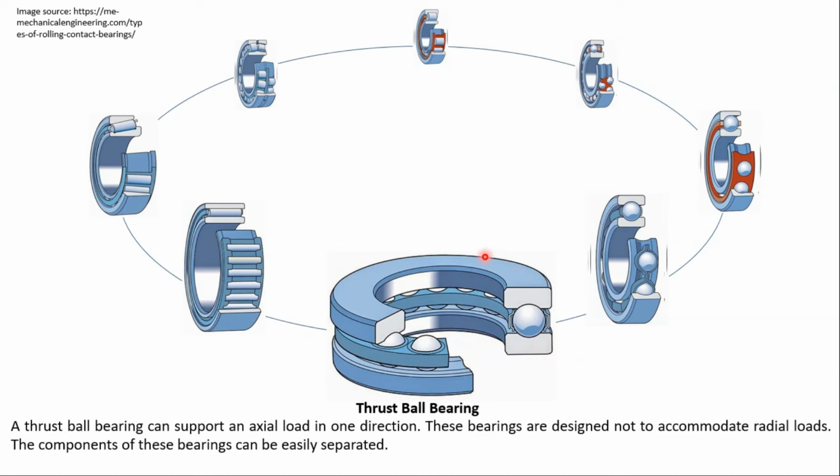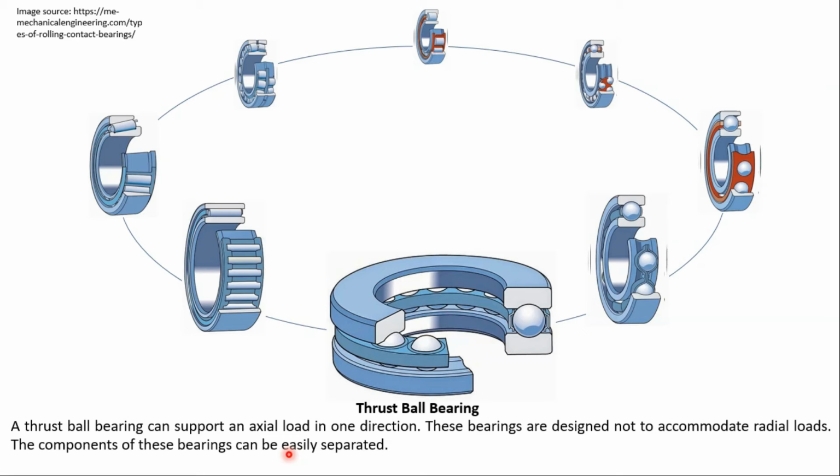And to support the relative motion between the shaft and the upper surface and lower surface, we are inserting these ball elements, and to hold them in position we are using this cage. So thrust ball bearings can support an axial load in one direction. These bearings are designed not to accommodate radial loads. This thrust bearing cannot take radial loads.